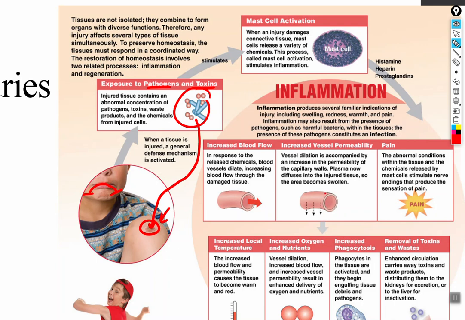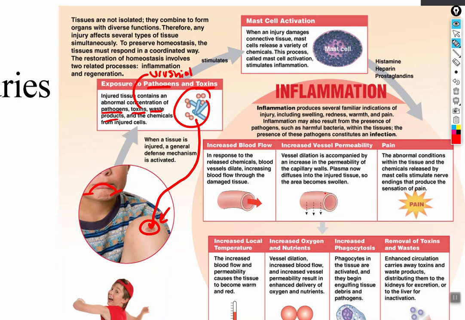So pathogens, toxins, things like urushiol. I'm just giving you an example here. Urushiol is the toxin that makes poison ivy and poison oak extremely itchy and blistery. Waste products and chemicals from injured cells are also going to stimulate inflammation.